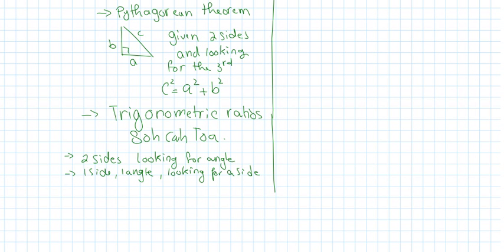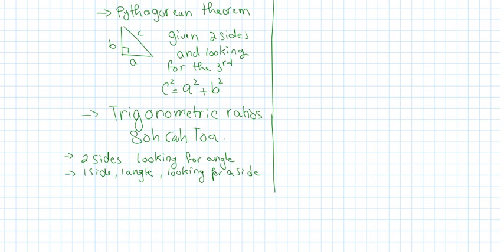Okay, and in this case, you're going to have to look at what's given to you. Is the opposite given to you? Is the adjacent given to you? Is the hypotenuse given to you? What are you looking for? So it all depends on the given information. But at this point, you can use one of the SOHCAHTOA.